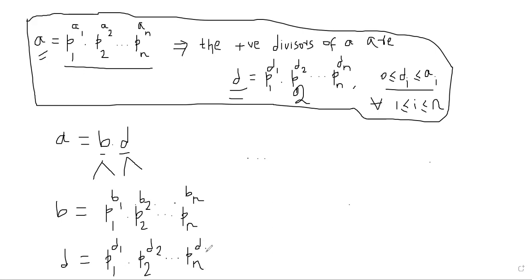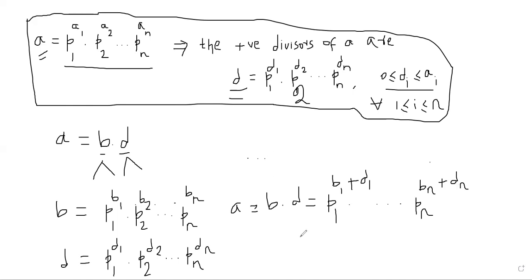Now, what will happen if you do B times D? What is B times D? B times D means you multiply corresponding primes, you see P1 and you have P1. That means you'll be adding the powers. P1 power B1 plus D1 all the way until Pn power Bn plus Dn. Now, we do know A is nothing but B times D. And we do know A is made of P1 power A1, P2 power A2, and so on. But each prime power is made of Bi plus Di.